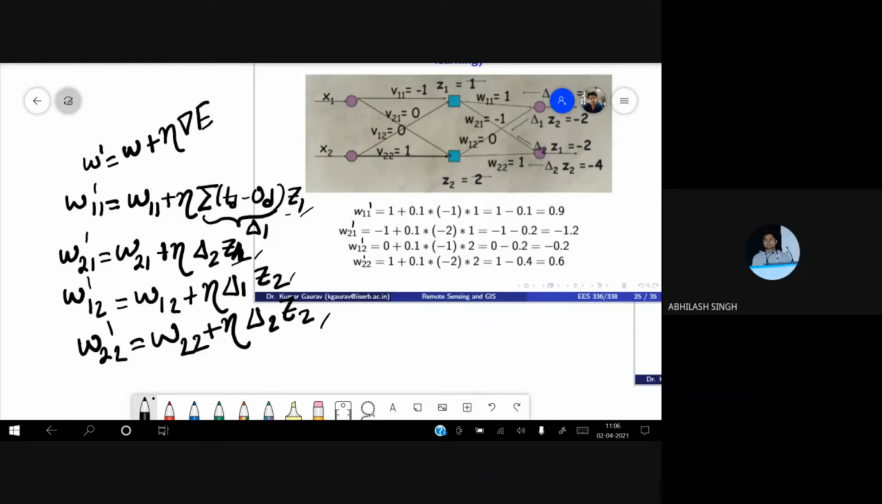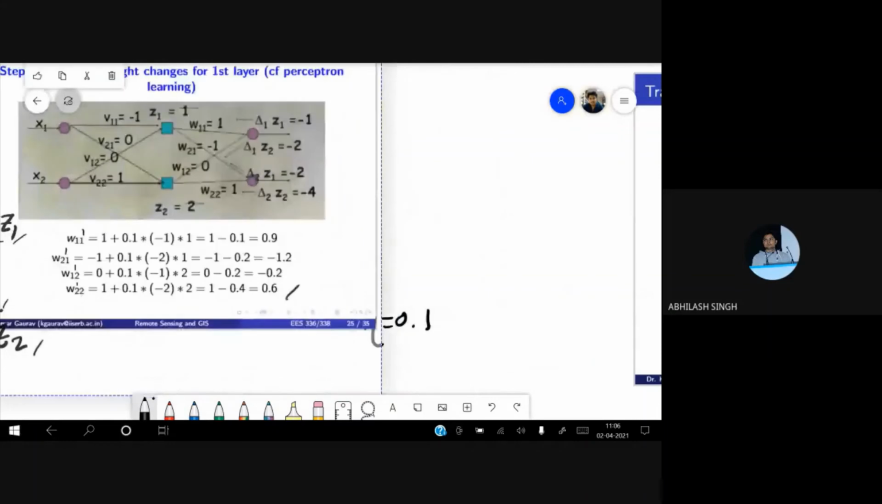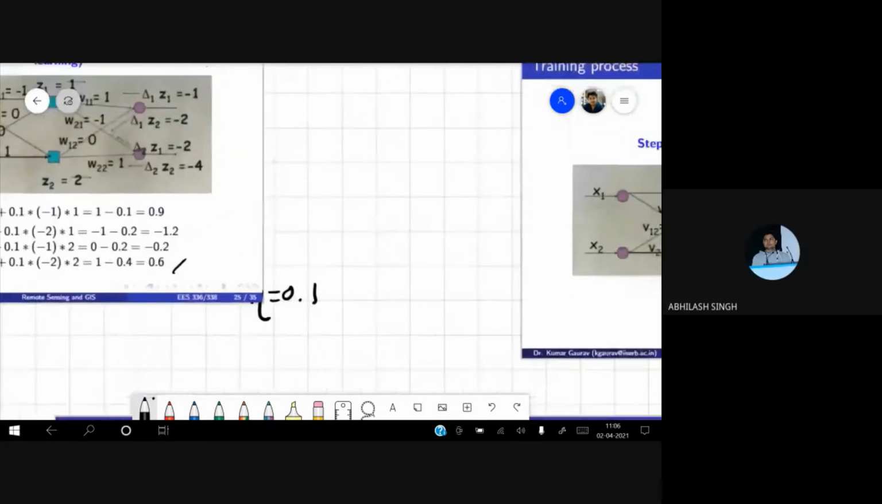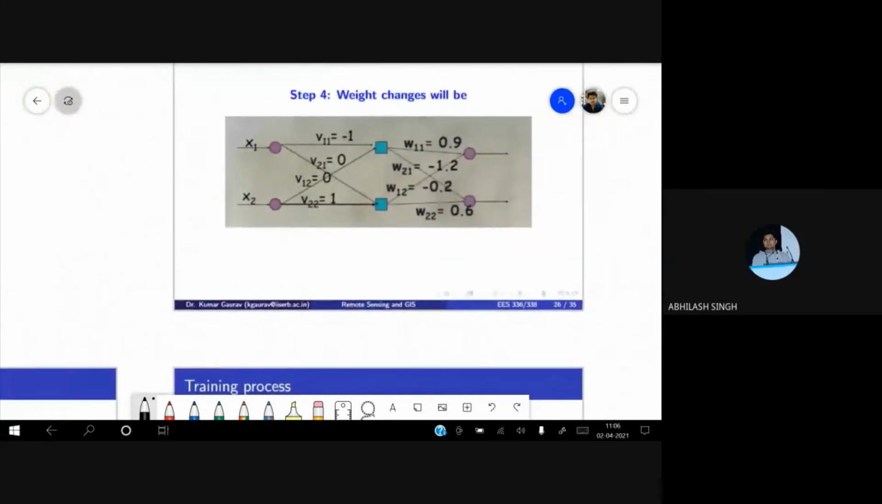We know eta is 0.1, we know the initial values, we know delta 1 and delta 2, and we know z1 and z2. So when we substitute these values, we will get the updated weights between the hidden layer and the output layer. As we proceed further, let me go there. So yeah, a clean diagram.